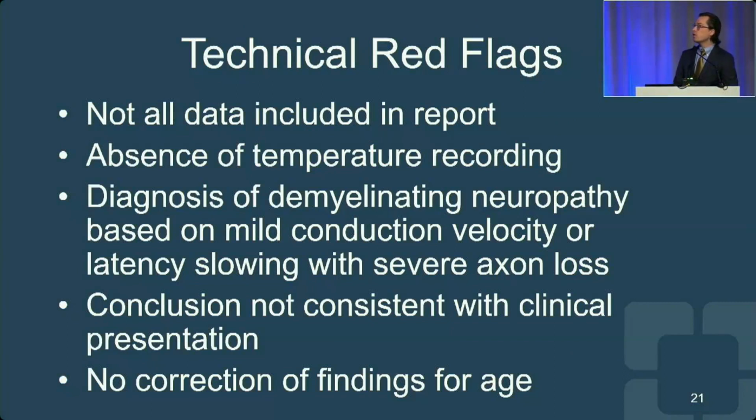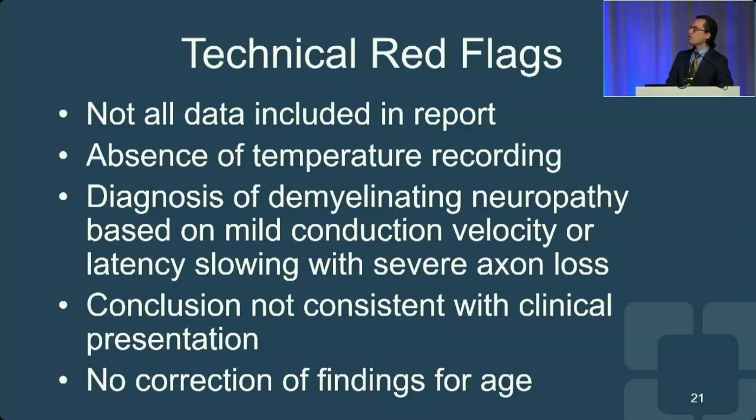Or the other thing that I see very often is patients have very severe axon loss. Their latencies are a little long, their velocities are a little slow, and that's interpreted as a demyelinating neuropathy. So that's a very common mistake that I see. You know, in this case too, I would say the conclusion isn't really consistent with the clinical presentation. This was interpreted as a symmetric neuropathy, and this patient was presenting with a lot of asymmetric features. She was saying all her symptoms were worse on the left side. She was noticing thigh atrophy as well.